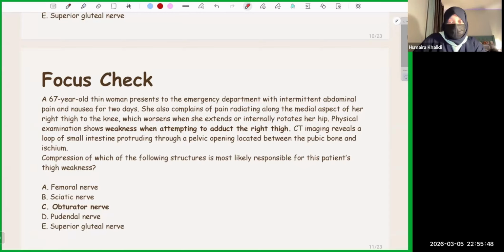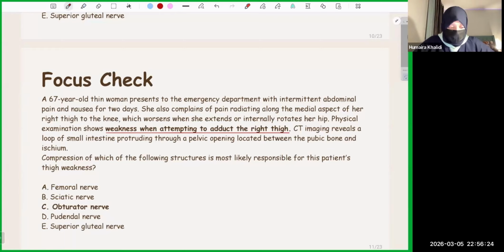But where's the obturator foramen? It's in the pelvic bone. It's so much further down, right? So it wouldn't be the femoral nerve. It's going to be the obturator nerve because it passes through the obturator canal. And I also mentioned that the obturator nerve supplies the adductor muscles of the thigh, right? So all you needed to know from the entire text is this: when you say difficulty adducting the thigh, it's going to be the obturator nerve.